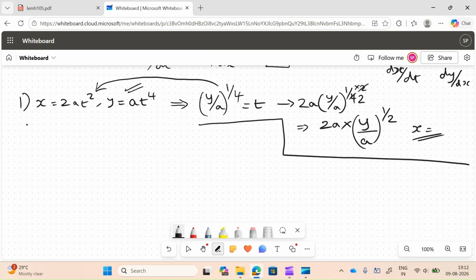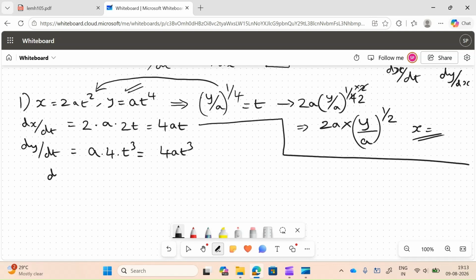So what will you do? First find dx by dt. What is dx by dt? x is 2at squared, these are all constants. What is the differentiation of t squared? 2t. So it will be 4at. Similarly, find dy by dt. a is constant, and the derivative of t to the power 4 is 4t cubed. So this will be 4at cubed.